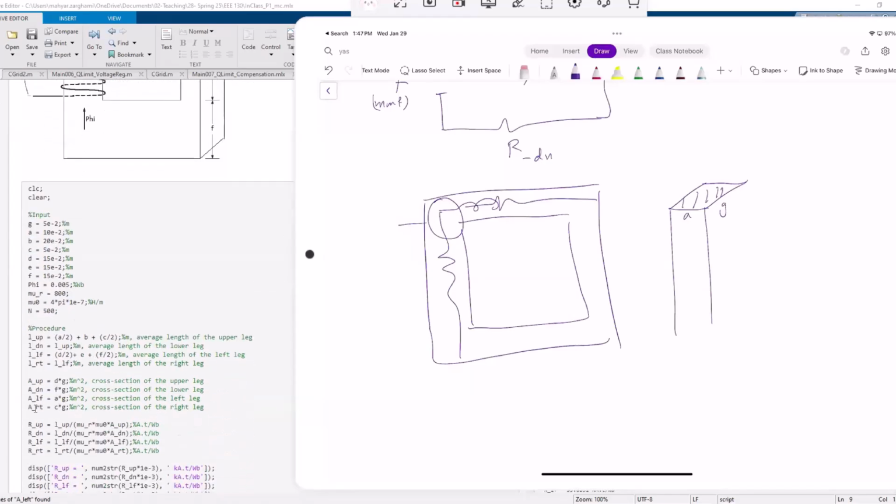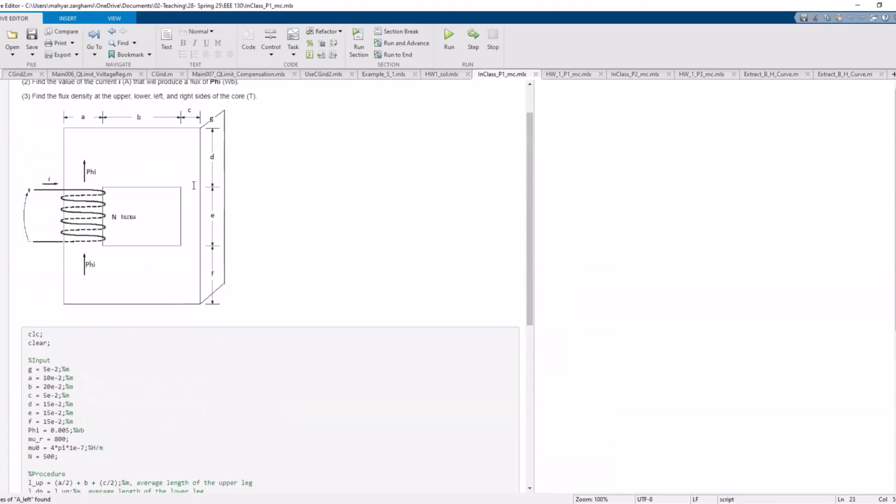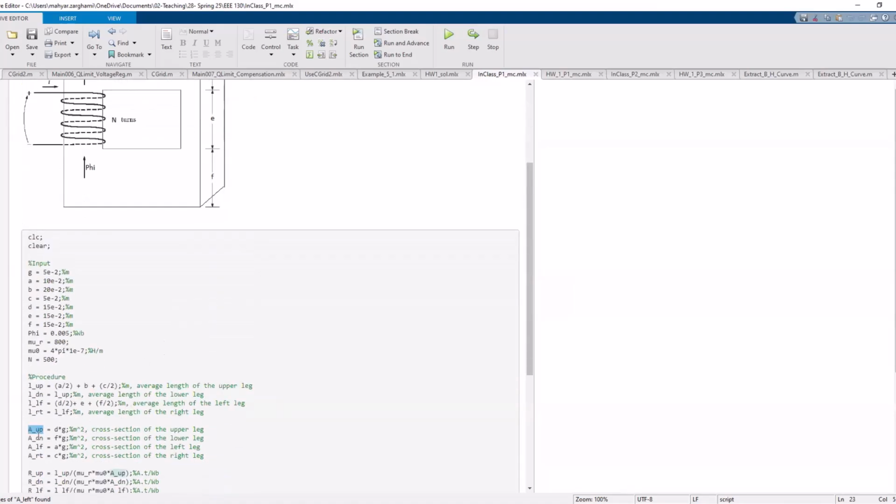So for the upper part would be D times G. So D times G would be the cross-section for the upper part. For the lower part would be F times G. For the left-hand side would be A times G. For the right-hand side would be C times G.